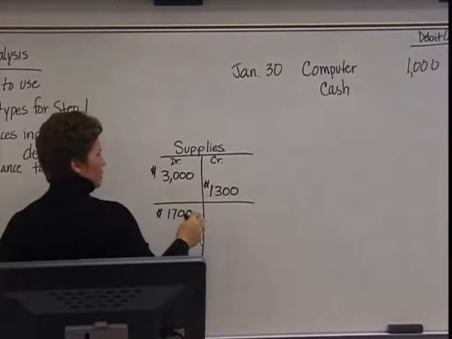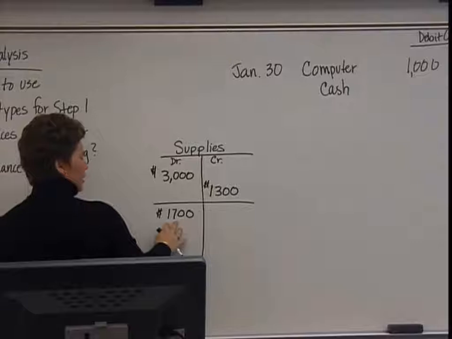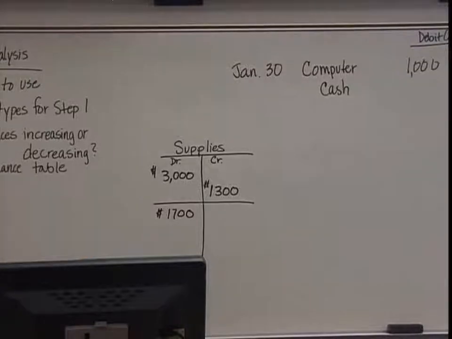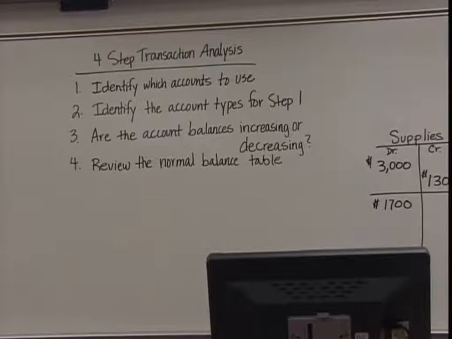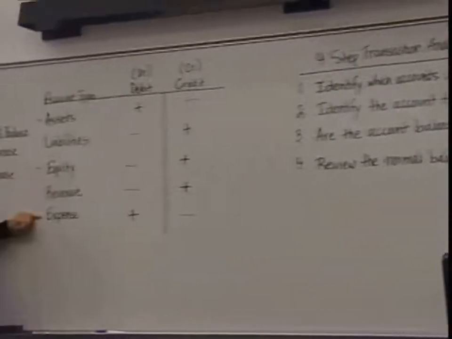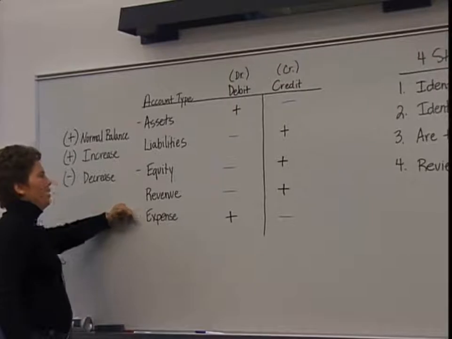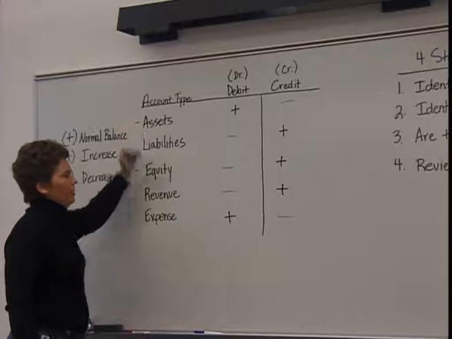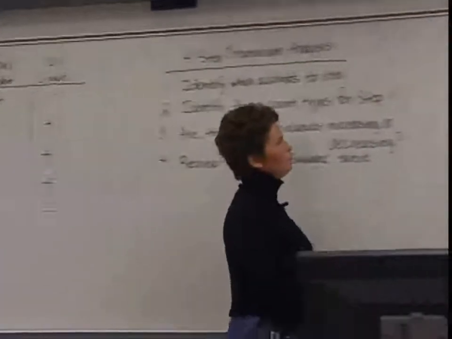So all I did is I subtracted what we've used up from what we purchased, so my continuing balance then would be $1,700. How am I going to show that? Again, I'm going to go back to my transaction analysis. The accounts that will be affected are an expense account, which will be increased to show that I've used $1,300. But then also, I have to reduce my asset account by that amount, which is supplies. So I'll increase my expenses, decrease my assets.